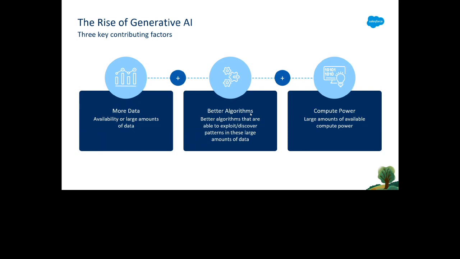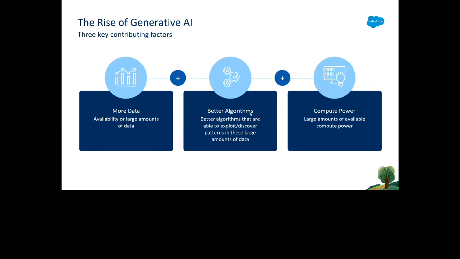The second is better algorithms that are able to exploit or discover patterns in these large amounts of data. With a large amount of data, you have to make sure the data is also of high quality, and based on that data you apply better algorithms. For generative AI you are applying the large language models. So better algorithms that are able to discover the patterns in this large amount of data is the second contributing factor.